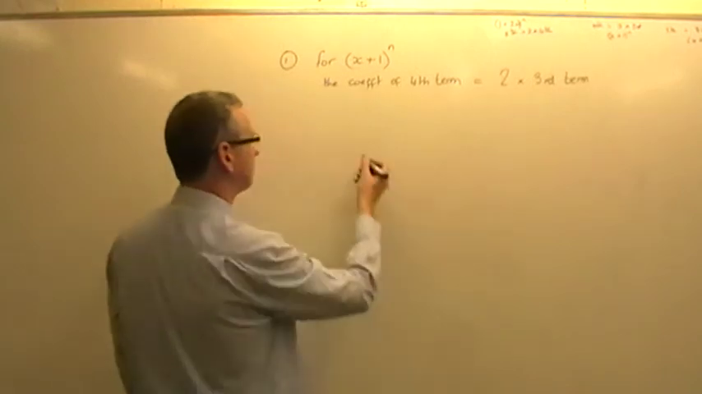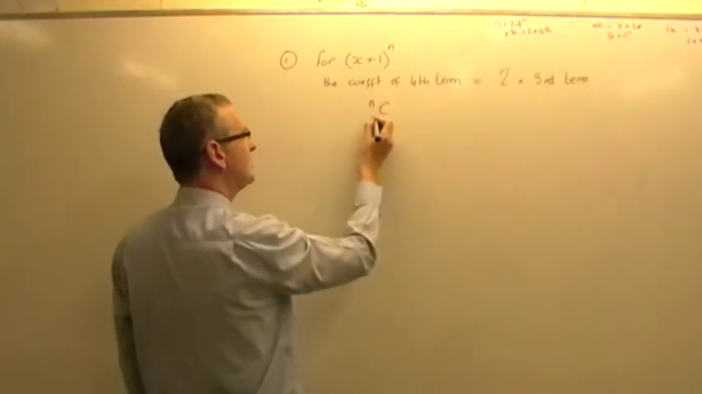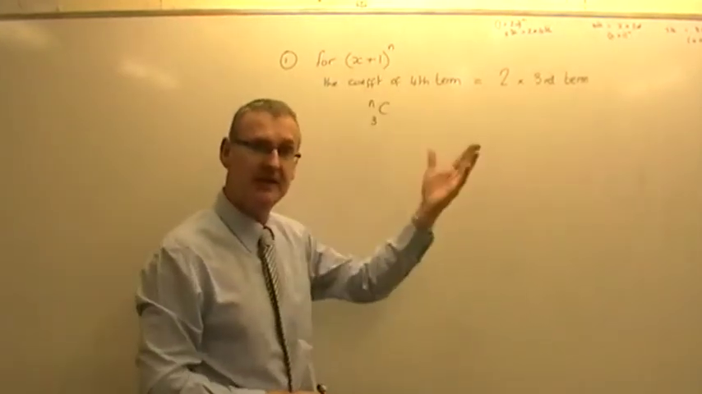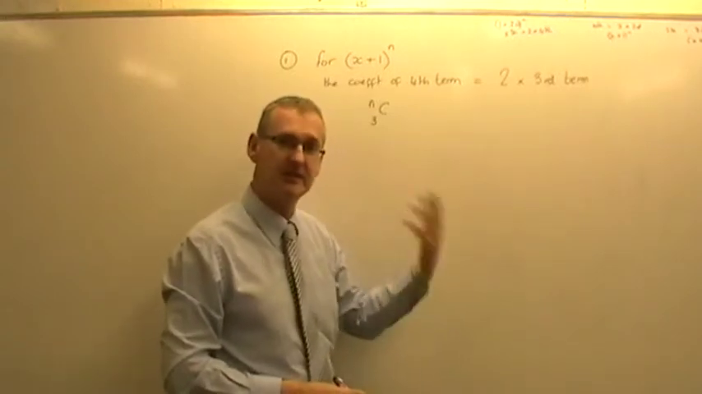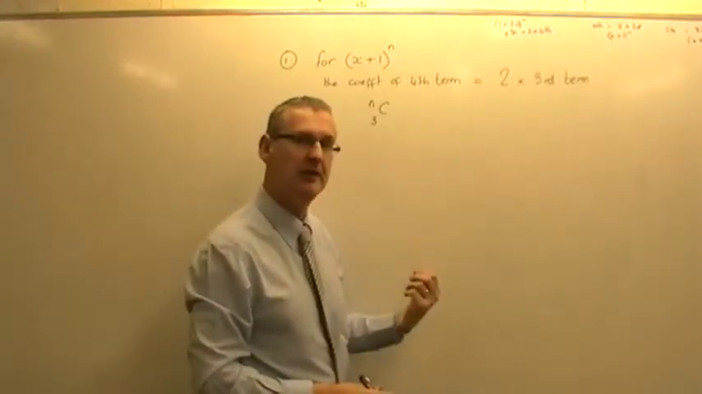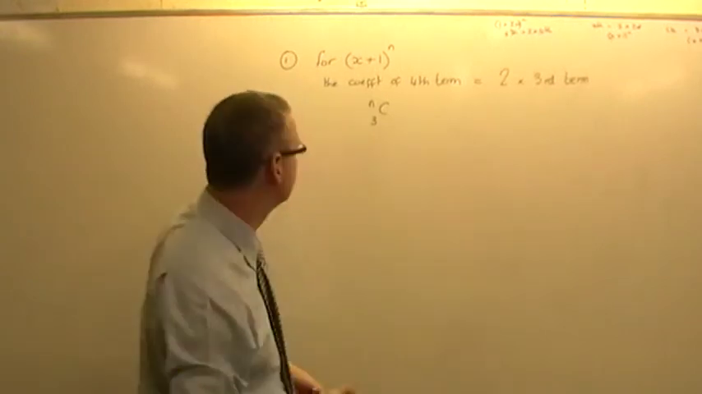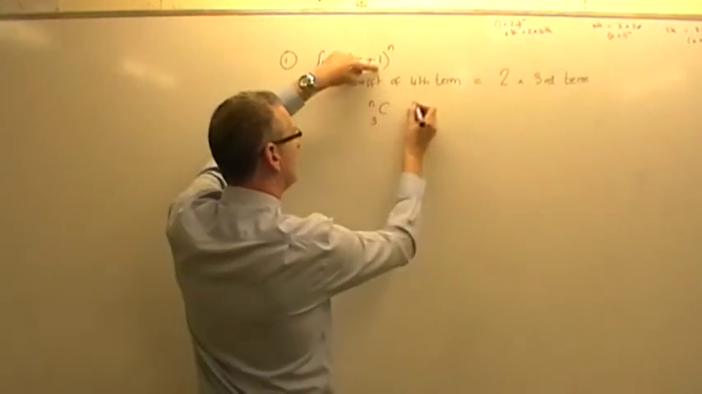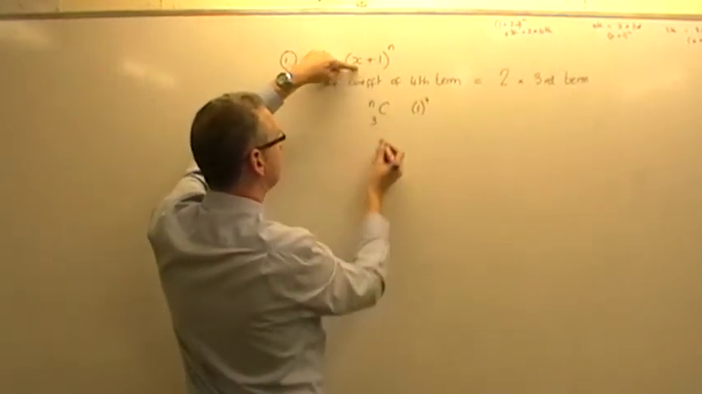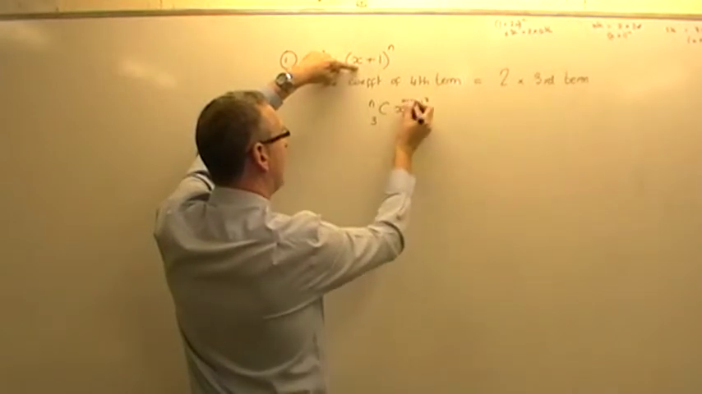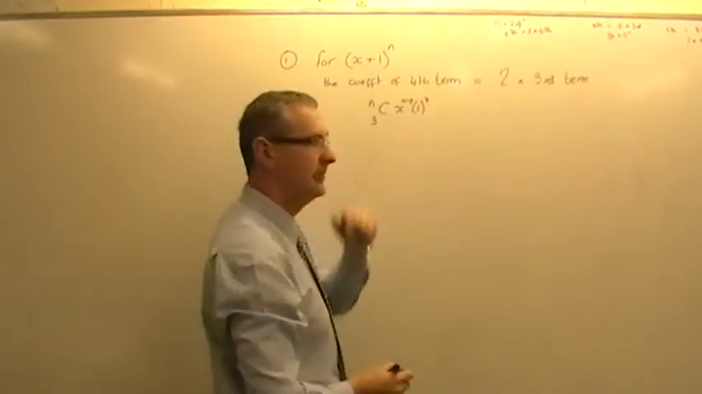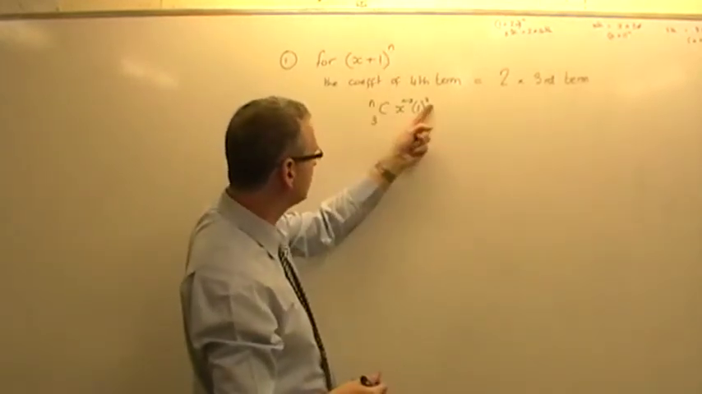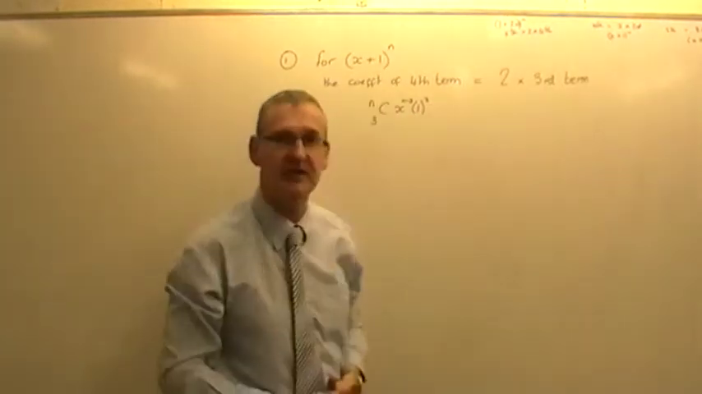Coefficient of the fourth term. Well, the fourth term is going to have a choose value n choose 3, because it's a power n. So if it was a power 7, you'd have 7 choose 3 for the fourth term. It's a power n, so we'll have n choose 3 for this coefficient. Then the second term will be 1 to the power 3, and the first term, which is x, will be to the power n minus 3, because those two powers must add up to the power outside the bracket. So n minus 3 plus 3 gives you the n outside the bracket.